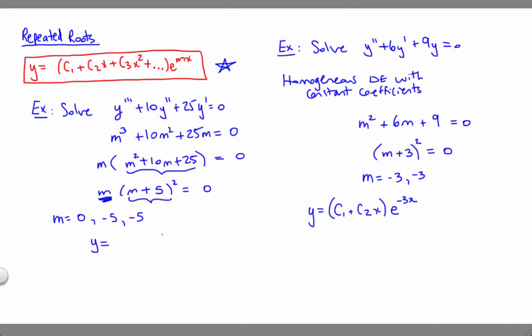So we've actually got a multi-concept situation here. The root m equals 0 is not repeated. So we're just going to refer back to our basic idea of distinct real roots that we talked about in an earlier video. And the term associated with m equals 0 would look like c1 e to the 0x.